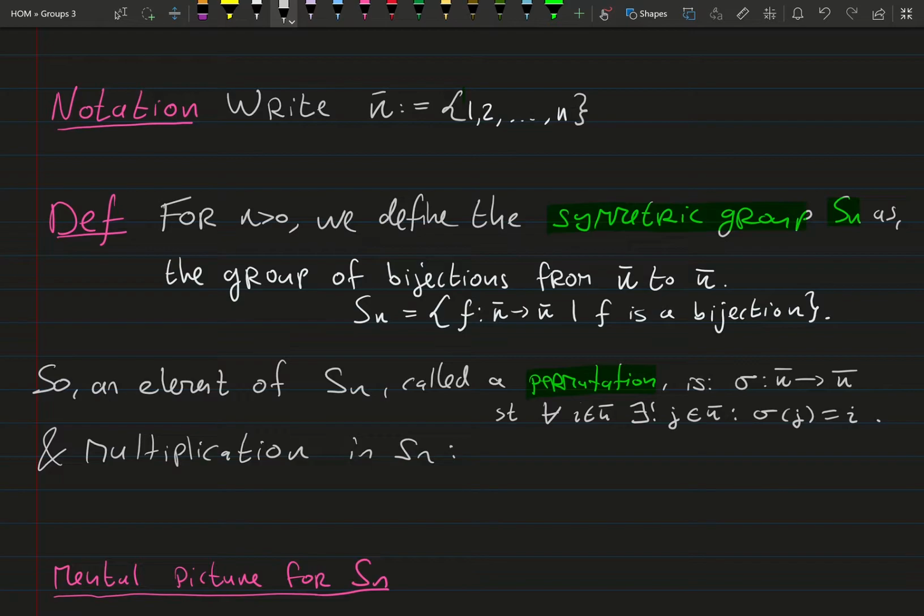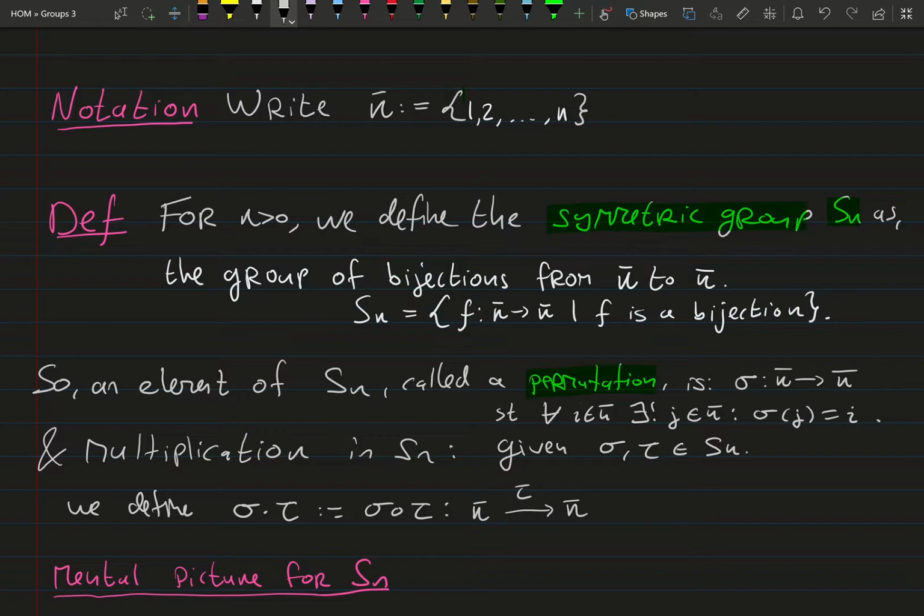So given, say, sigma and tau in Sn, we define their product sigma dot tau as the composition sigma after tau as functions, and we go from n bar to n bar by using tau, and then we go from n bar to n bar again using sigma. So this sends i first to tau of i, and then it sends it to sigma of tau of i.